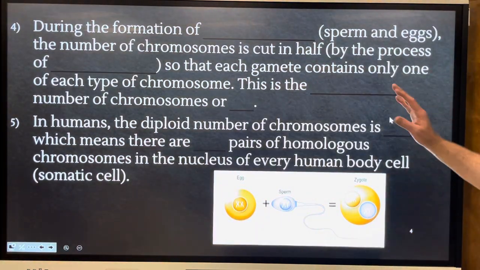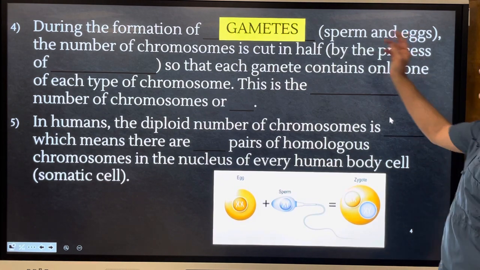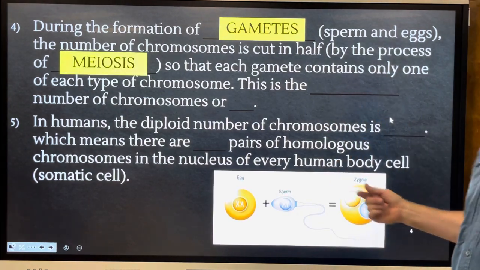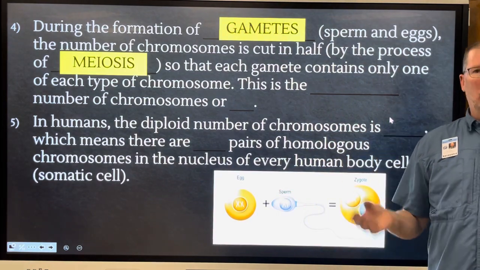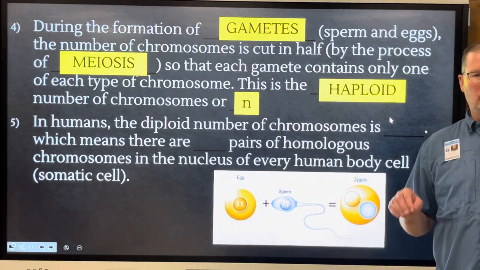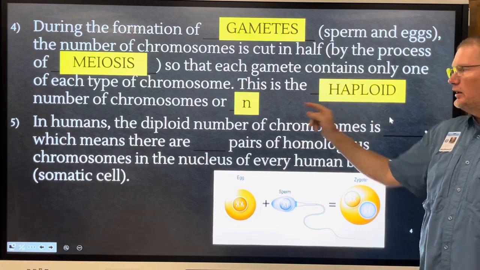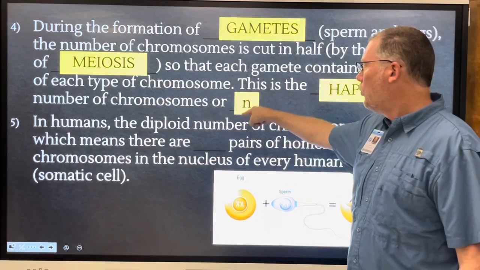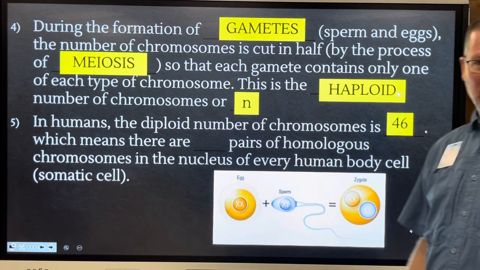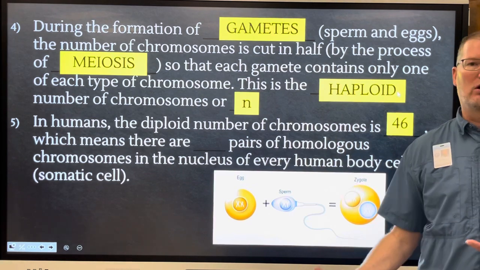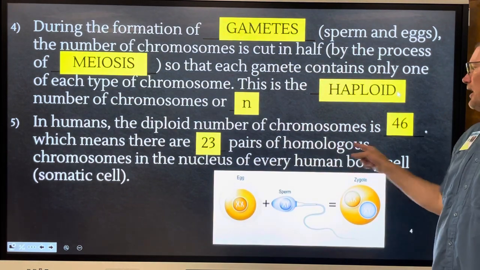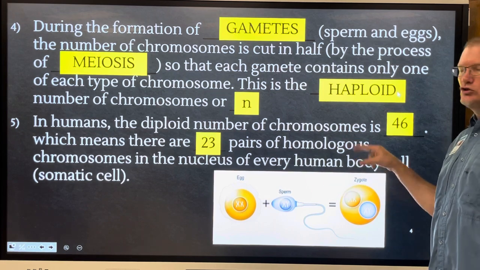Continuing our review here, during the formation of gametes, remember what gametes are, sperm and egg. I'm going to ask you that question later. The number of chromosomes is cut in half by meiosis, the production of sperm and egg. That makes the haploid number of chromosomes. Haploid. Half. We call that N, or 1, and there's an invisible 1 in front of that. In humans, the diploid number is 46. Other organisms have fewer or more chromosomes, which means there are 23 pairs of homologous chromosomes, remember homo means the same, in each nucleus of every human body cell.